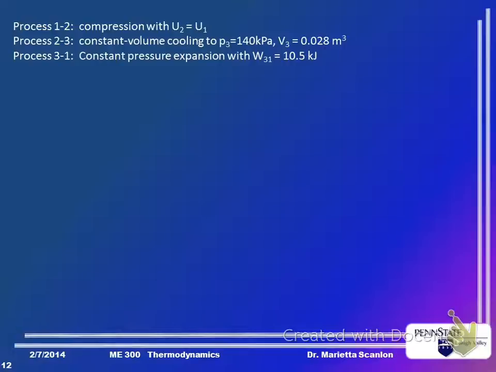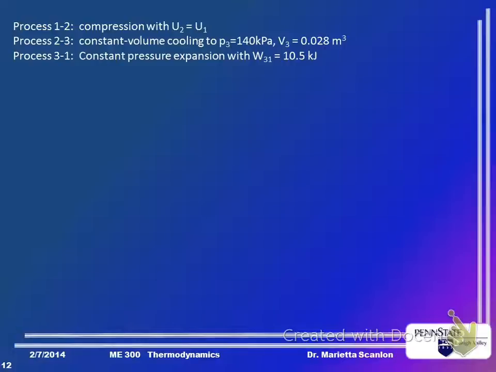Gary, what'd you say? 3 to 1? Yes, 3 to 1. W is 10.5 kilojoules. Cycle is negative 8.3, so I can fill that in. That was given. What do I know about delta U from 1 to 2? It's 0, right? Because I'm given U1 equals U2, so delta U is 0.